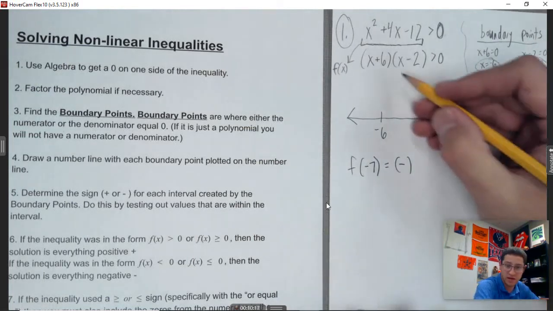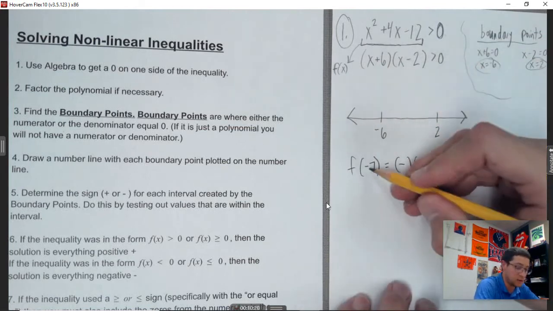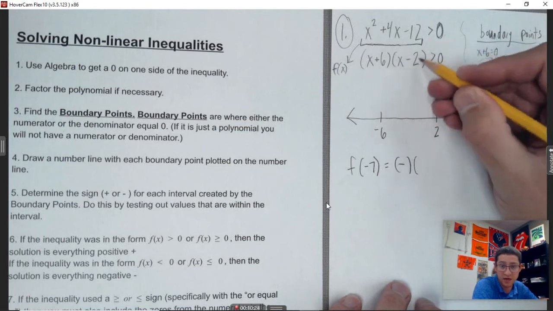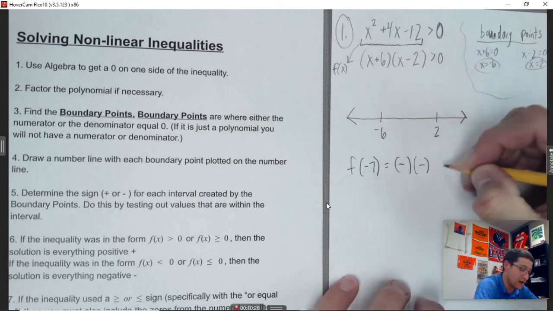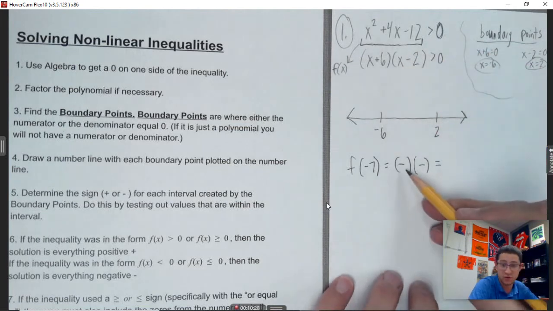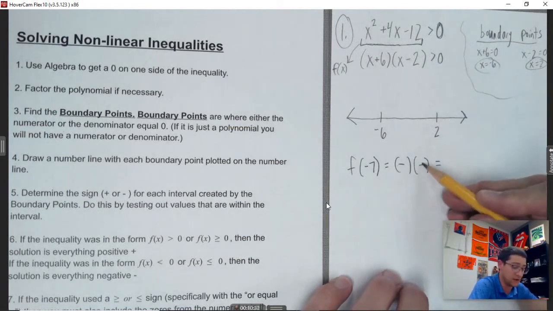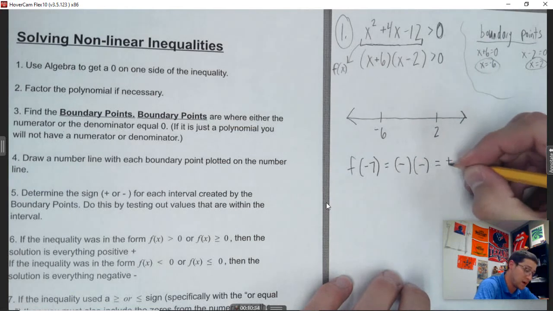Okay, so we've got negative here, and then times, well, let's see. Negative 7 minus 2, is that a positive or negative value? Well, that's going to be another negative value. So what we have here is a negative number times a negative number. Well, what is a negative times a negative? That's going to be a positive.